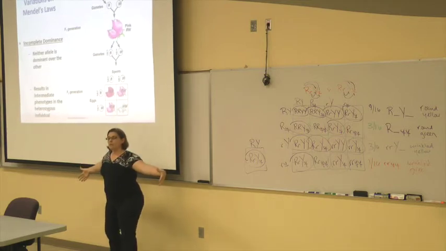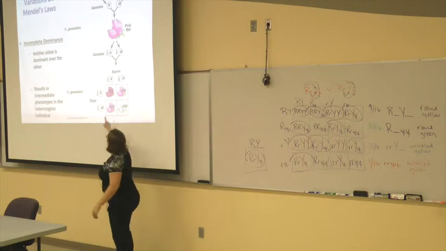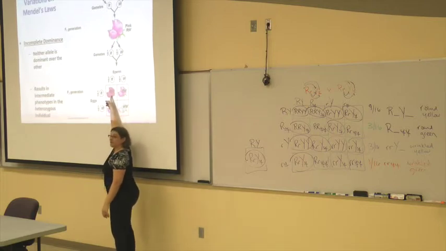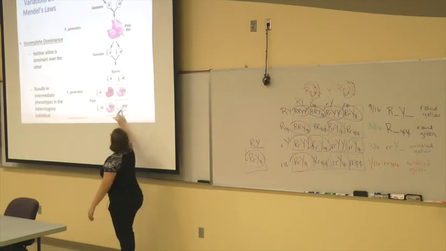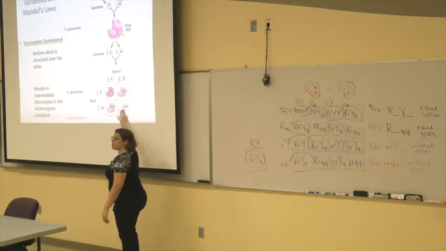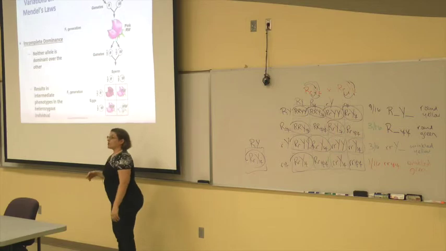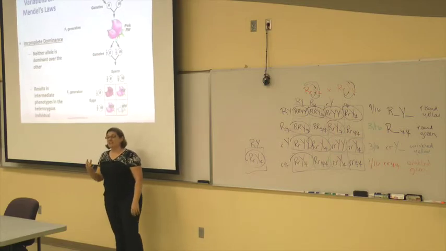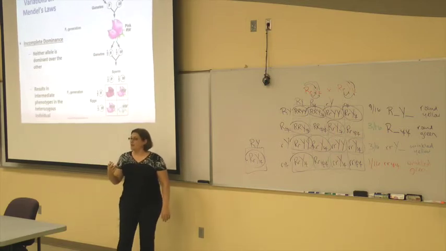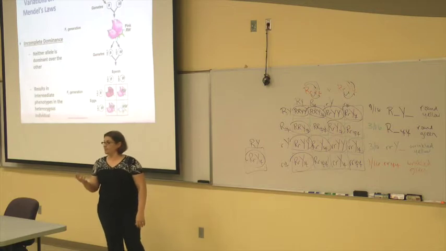So guess what? Pink flowered male, pink flowered female, and when you fill out the Punnett square, guess what? The two original parental phenotypes are expressed. 25% red, big R, 25% white, big W, and then 50% are still going to express that mixed, blended phenotype because they are heterozygous, RW. Okay?